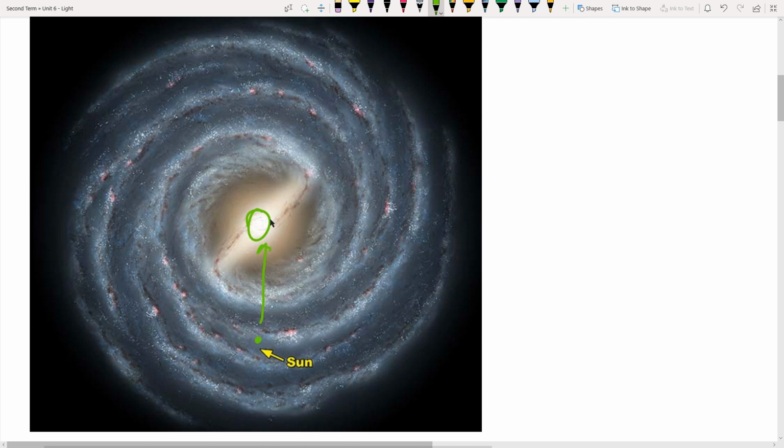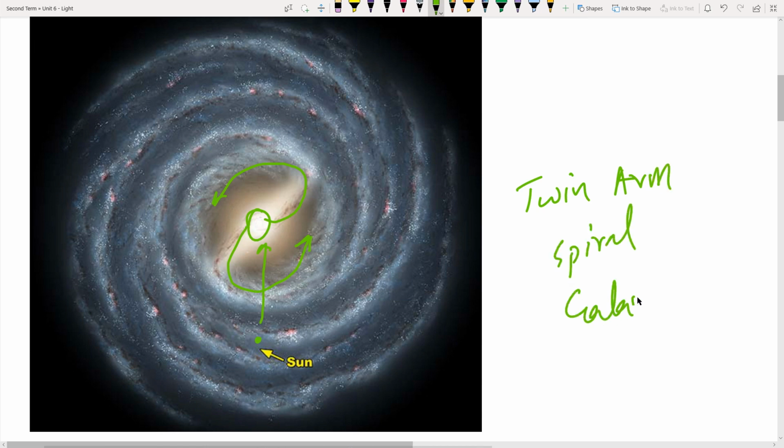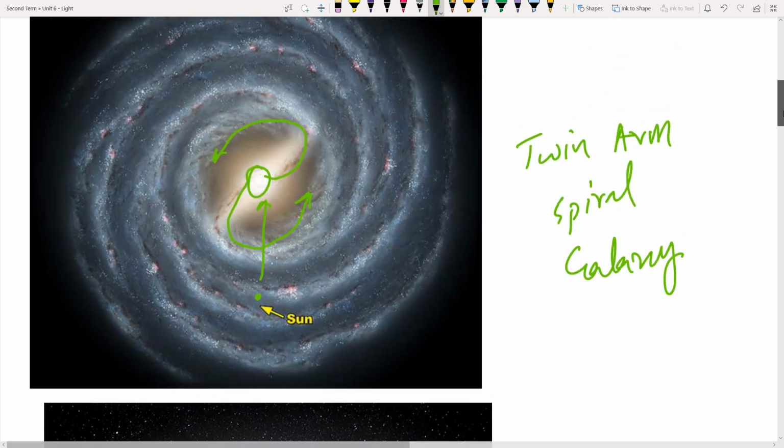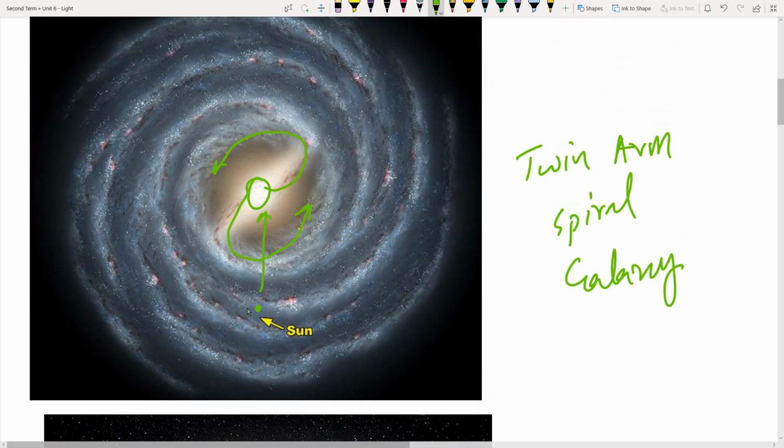This is a spiral galaxy, and as you can see, we've got two spirals, right? One and two. So it's a twin arm spiral galaxy. And how do we know? I told you that we can't see our own galaxy, unfortunately, because we're sitting in it. But we can see different galaxies out of the window. So how do we know how our galaxy is designed?